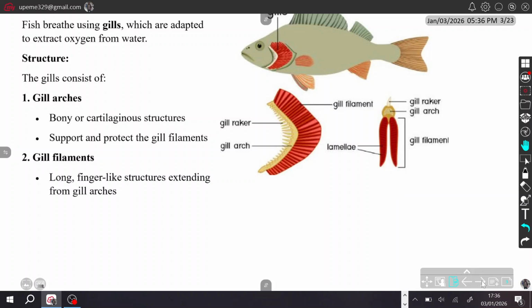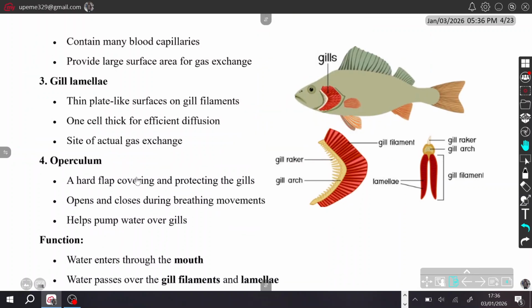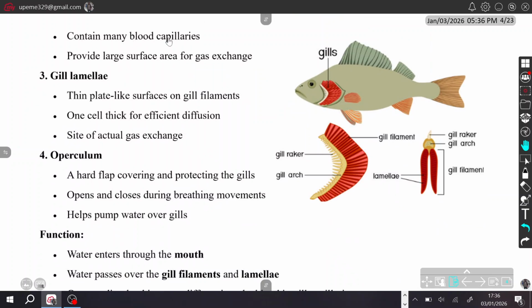These contain many blood capillaries. The gill filament contains many blood capillaries, which is why they even look red. They provide a large surface area for gas exchange. So gas exchange occurs on the gill filament.